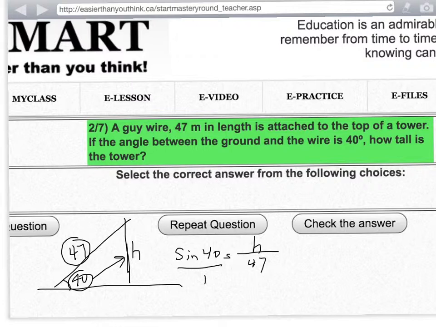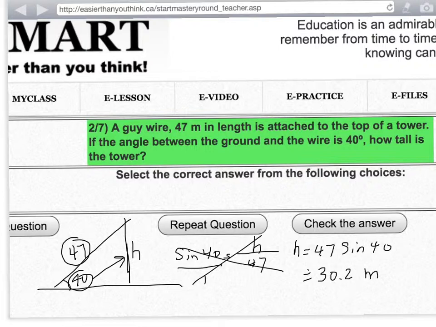Then remember that sine 40 is the same as sine 40 divided by 1. So I can go ahead and crisscross here. So I'm going to find that h times 1 is h, which is equal to 47 sine 40, which is going to be approximately 30.2. So this tells you that the height of the building or the tower is 30.2 meters.